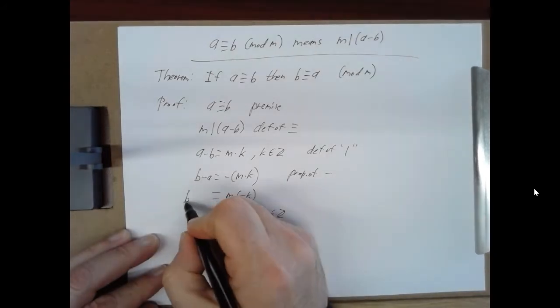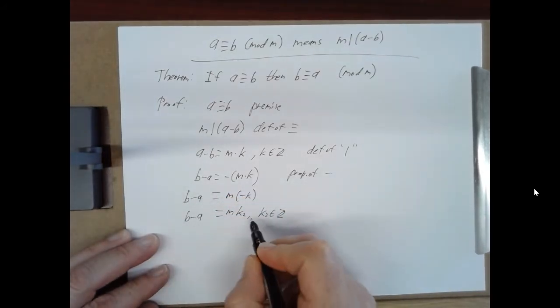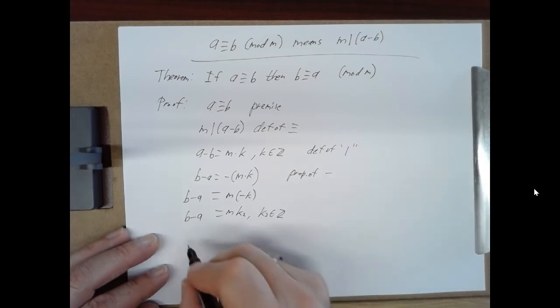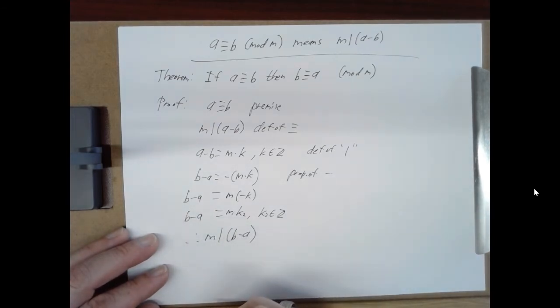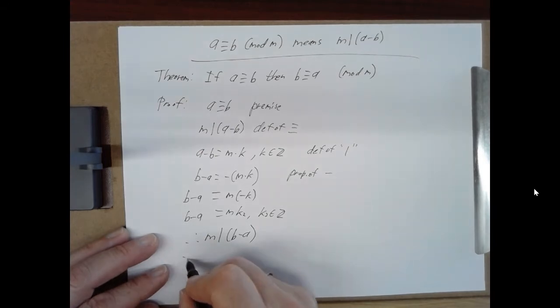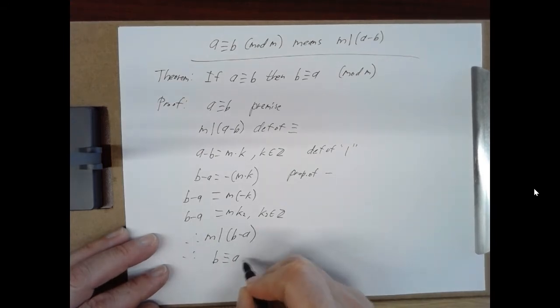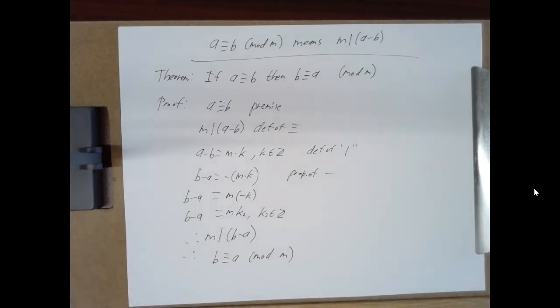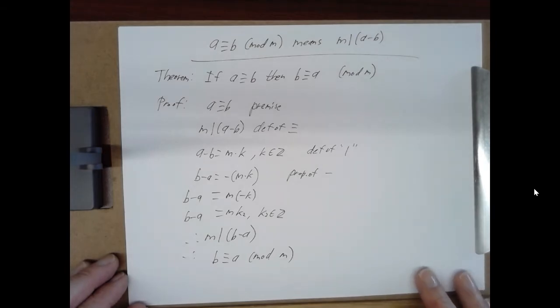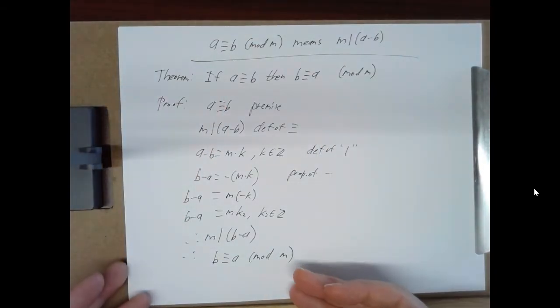And so we've shown that B minus A is an integer times M, therefore M divides B minus A. That's the definition of divisibility. Therefore, B is congruent to A mod M. That's the definition of congruence. So it feels like it should be pretty safe to say if A is congruent to B, B is actually congruent to A, but it takes a fair amount of work to actually show that.